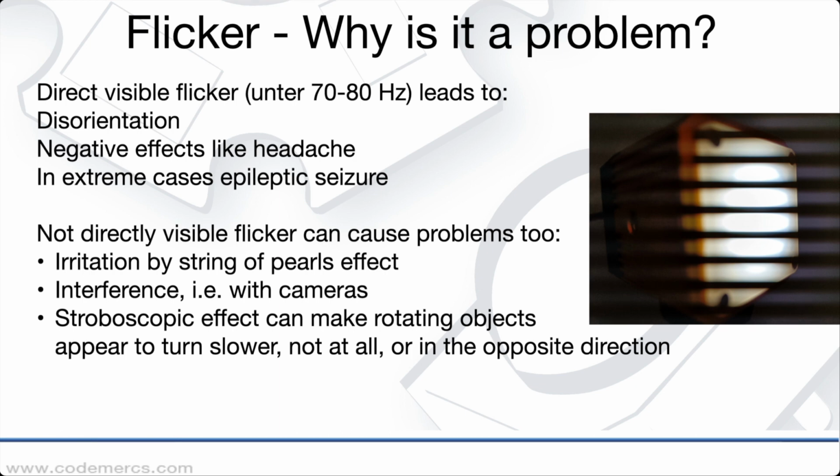Interference with cameras is a problem, and the stroboscopic effect, which can make rotating objects appear to turn slower, not at all, or in opposite direction, can be a real danger in the workplace.